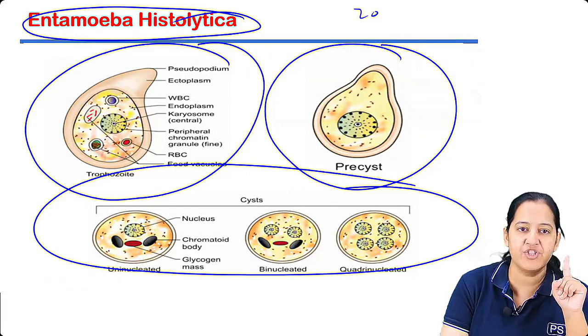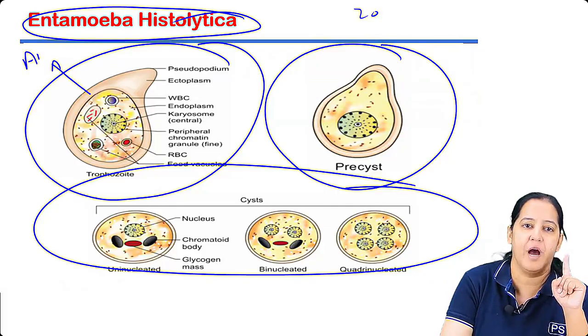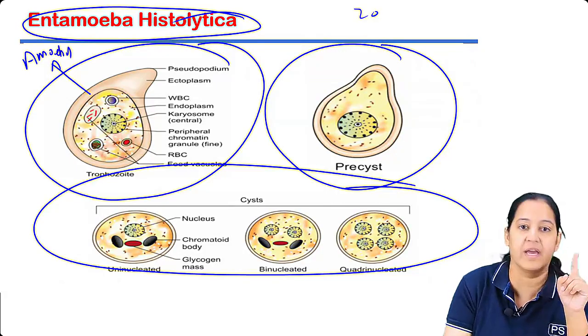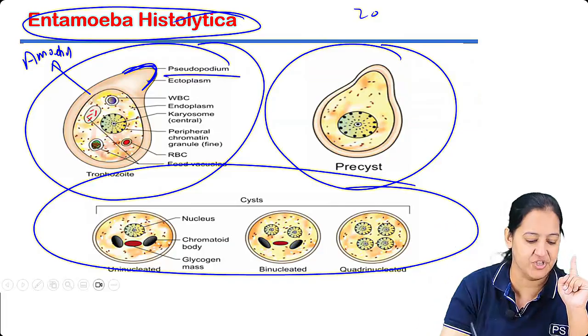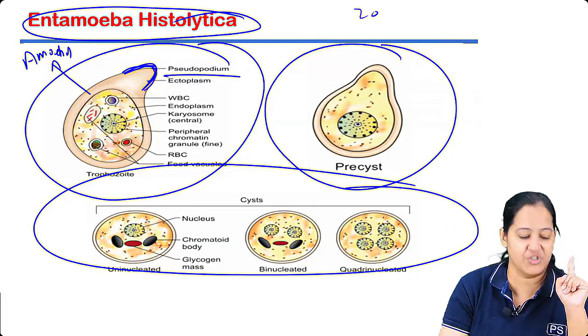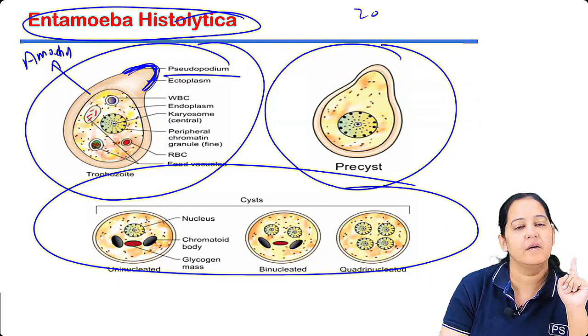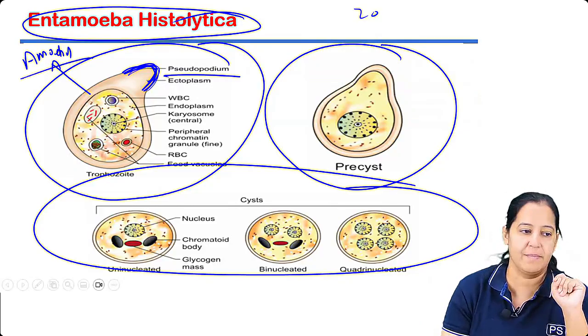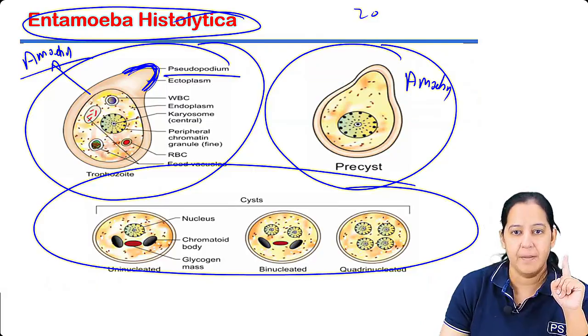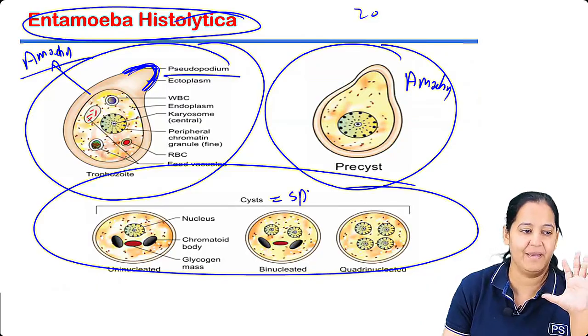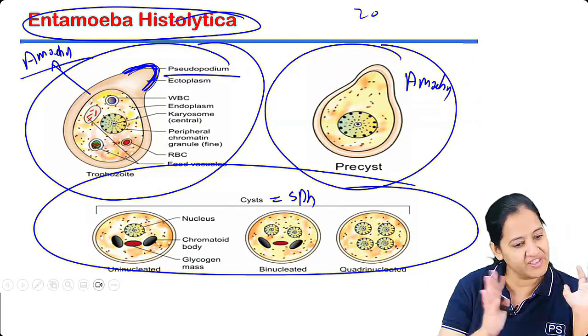So what is the shape of the trophozoite? Say amoeba shape. Who is amoeba? What is the amoeba shape? The one having pseudopodia. Pseudopodia is a cytoplasmic extension. Whenever there is a cytoplasmic extension, whenever there is pseudopodia, it is known as amoeba. So the shape is amoeba. The shape of the precyst is also amoeba, but the cyst is circular, spherical. The cyst is always spherical. So first see the shape.